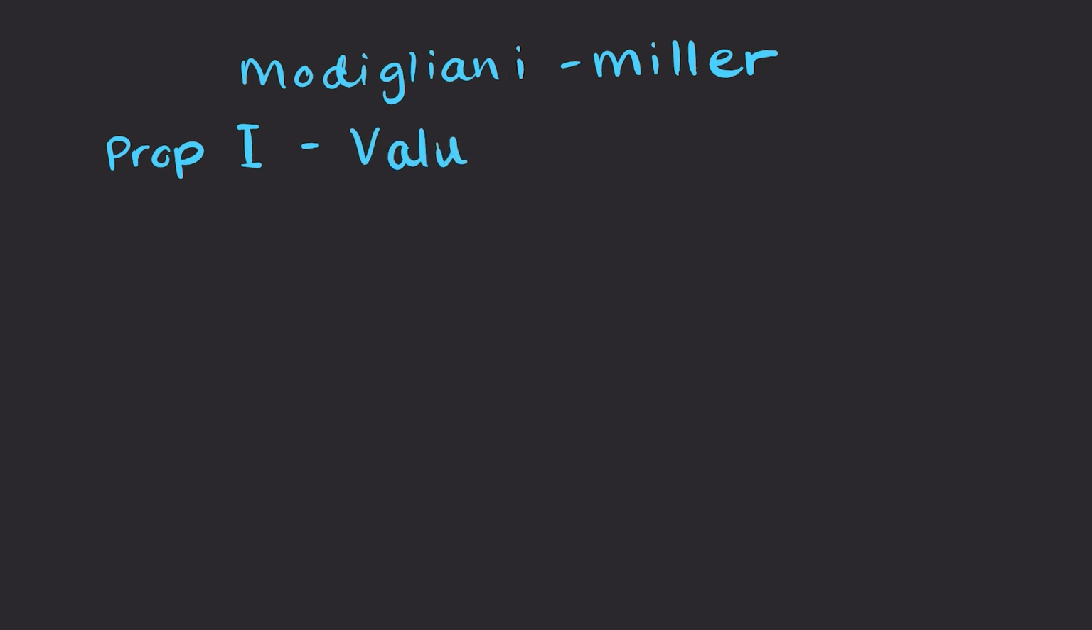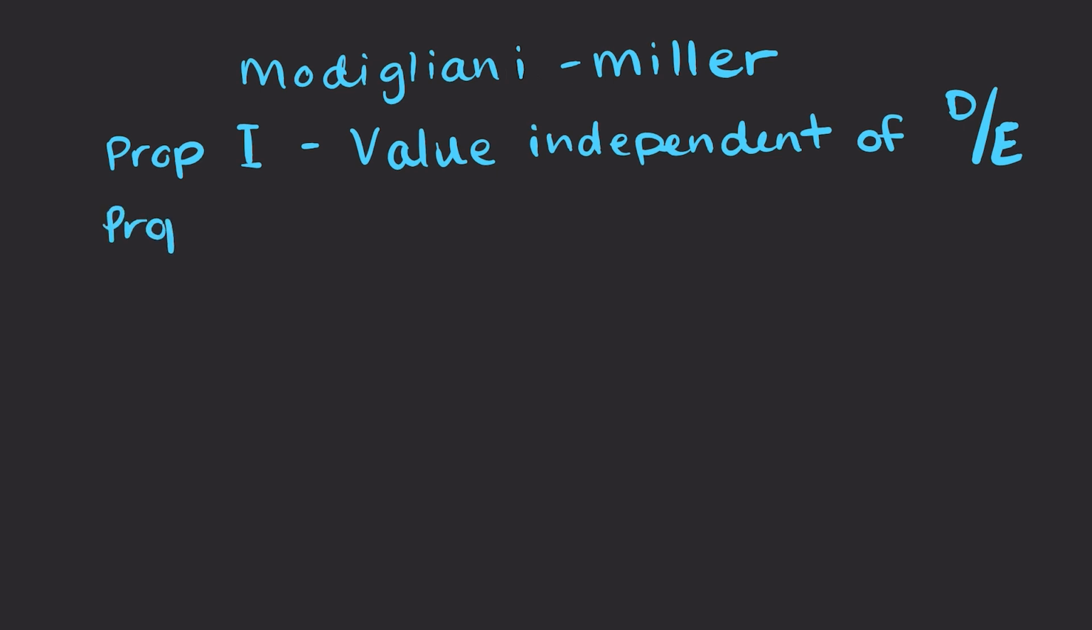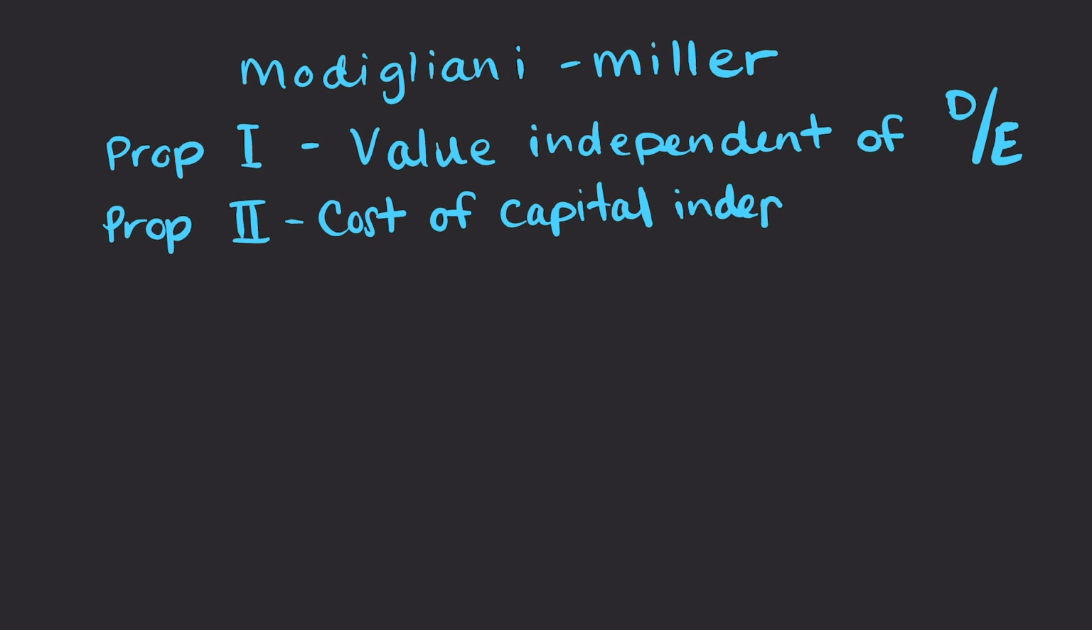So Modigliani and Miller showed that if we make this set of relatively strict assumptions, we get a number of fairly strong results. So the first proposition is that a firm's value is independent of the debt-to-equity ratio. So a firm can lever up as much as it wants without impacting its value. The second proposition is that a firm's cost of capital is also independent of this ratio.